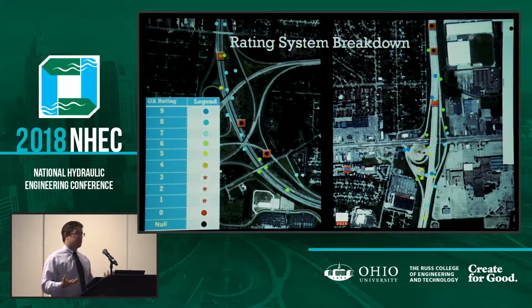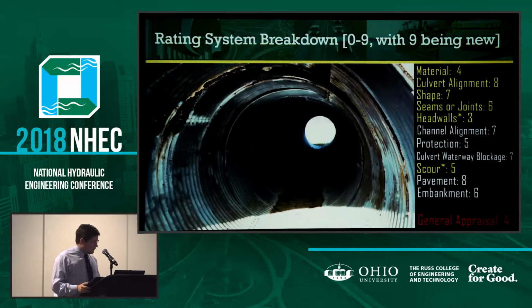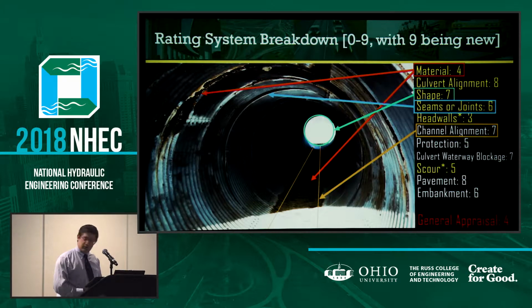That's not how we send people out, but at least it's good to know, hey, we haven't found this culvert in a while. Maybe we consider taking it off our database or looking into our plans, finding maybe when we removed it. So here's the rating system breakdown of how we rate things in Ohio. And this one is a general appraisal of 4, so it's in bad shape. And here's all the different ratings that we have.